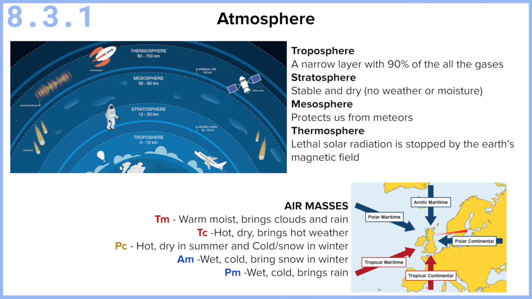And then finally we have our polar continental. Now this brings us two different types of weather. During the summer, because it's over land, this will also warm up. So that means in the summer, it's going to bring us our hot and dry weather to the east coast. But in the winter, this is going to come from places like Russia, an area called Siberia. So that's going to bring us some cold weather. So it's going to bring us snow in the winter.